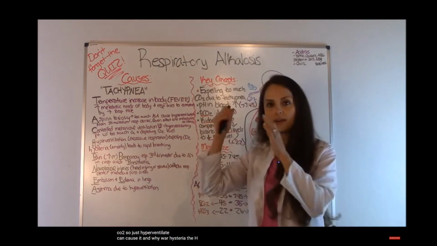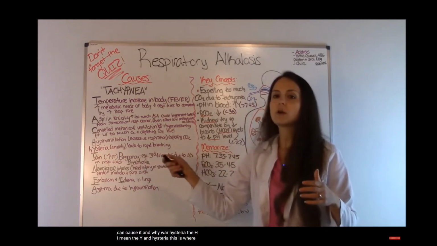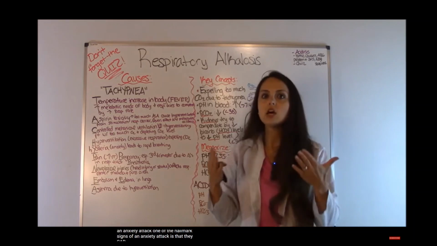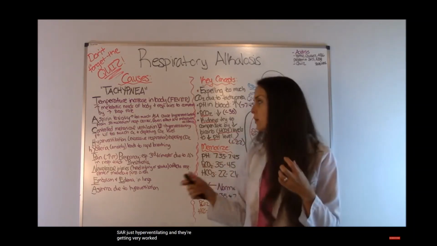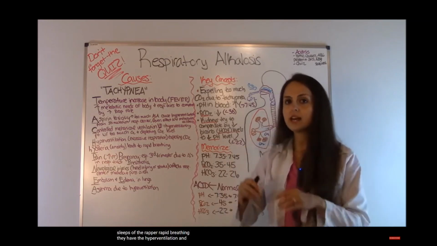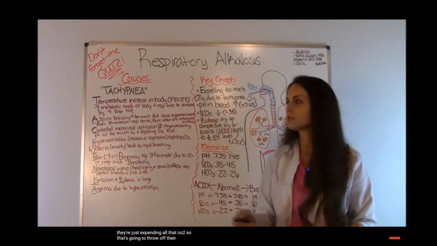Y for hysteria, the Y in hysteria, this is where you have anxiety. A patient's going into an anxiety attack. One of the hallmark signs of an anxiety attack is that they start just hyperventilating and they're getting very worked up. And again, this leads to the rapid breathing. They have the hyperventilation and they're just expelling all that CO2, so that's going to throw off their levels.